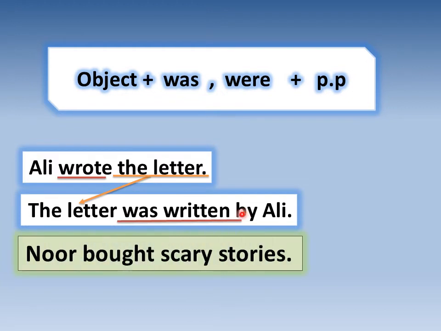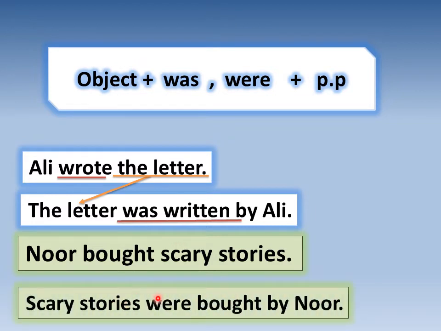Now I will have another sentence. Noor bought scary stories. Noor is the subject, so this sentence is active. Bought is the past tense of the verb buy. Scary stories, this is the object, okay? Now I want to change this sentence from active to passive. Scary stories were bought by Noor.